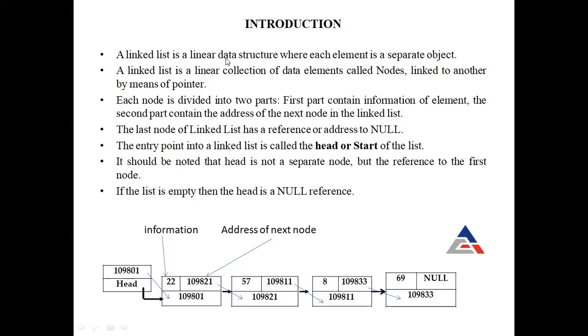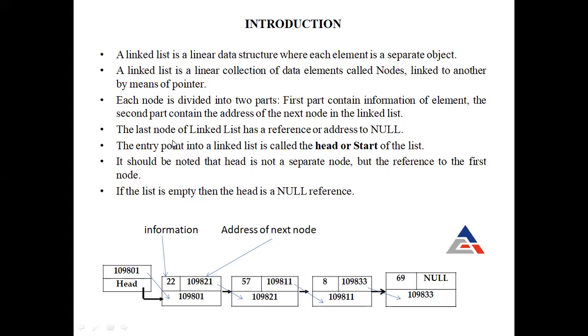So again, a linked list is a linear data structure where each element is a separate object. A linked list is a linear collection of data elements called nodes linked to another by means of a pointer. Pointer means the address of the node. Each node is divided into two parts. The first part contains the information; 22 becomes the information of the first node. And the second part contains the address of the next node. In the linked list, this 109821 is the address of the next node. This is the next node. And the first node is linked to the node stored at this particular address.